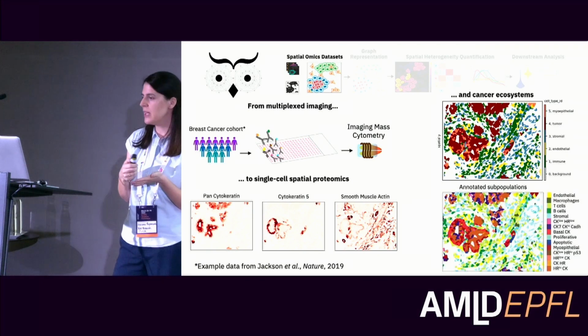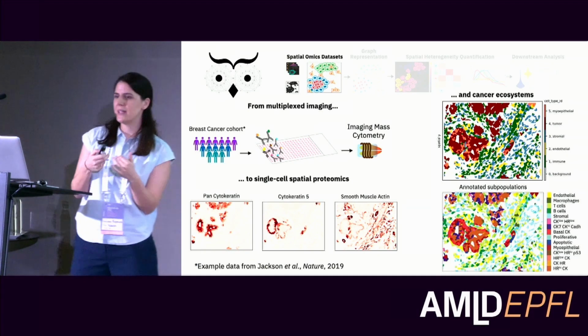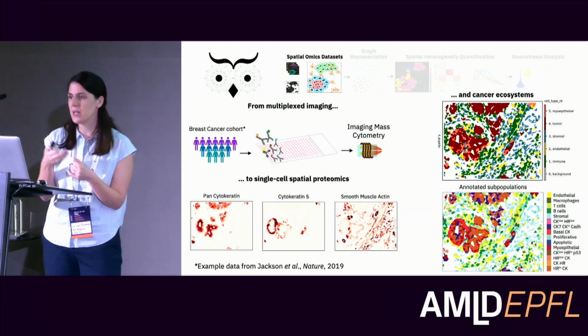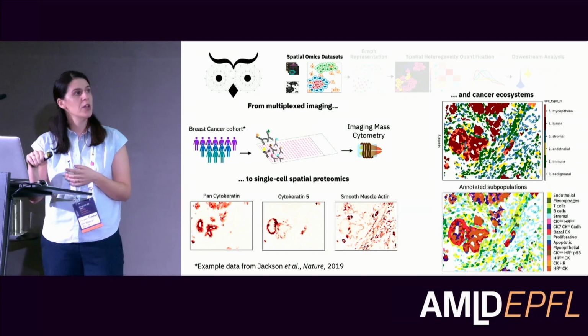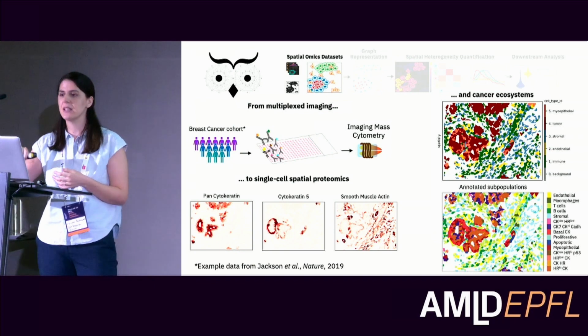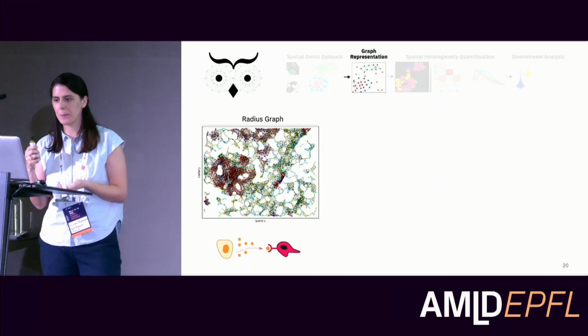You could even do a much more detailed phenotyping, as we say. So what type of immune cell? Is it a T cell or a B cell? Or what type of tumor cell, and so on. So you get to these very interesting ecosystems, right?